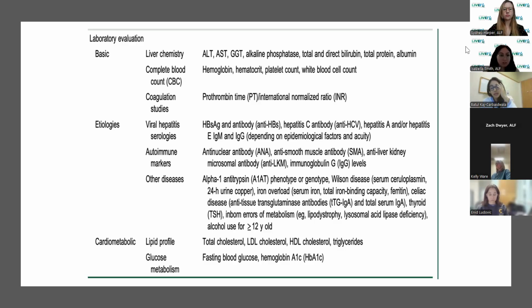We do also think about cardiometabolic risk factors. So oftentimes, when the patients are referred by their primary pediatricians or their primary care providers, they have had the lipid profile done. And so you can use that in your diagnostic criteria. But if they haven't had this done, we usually send those as well. So a lipid profile as well as looking at glucose metabolism, typically with a hemoglobin A1C.